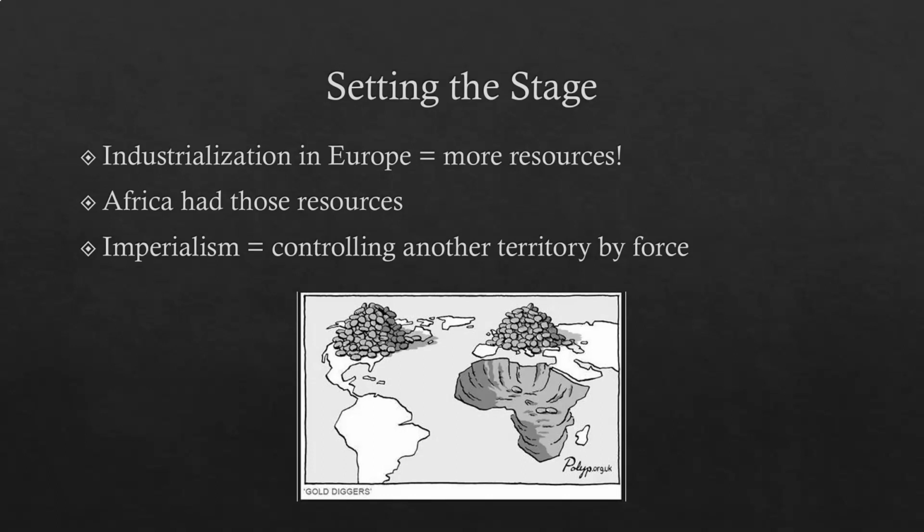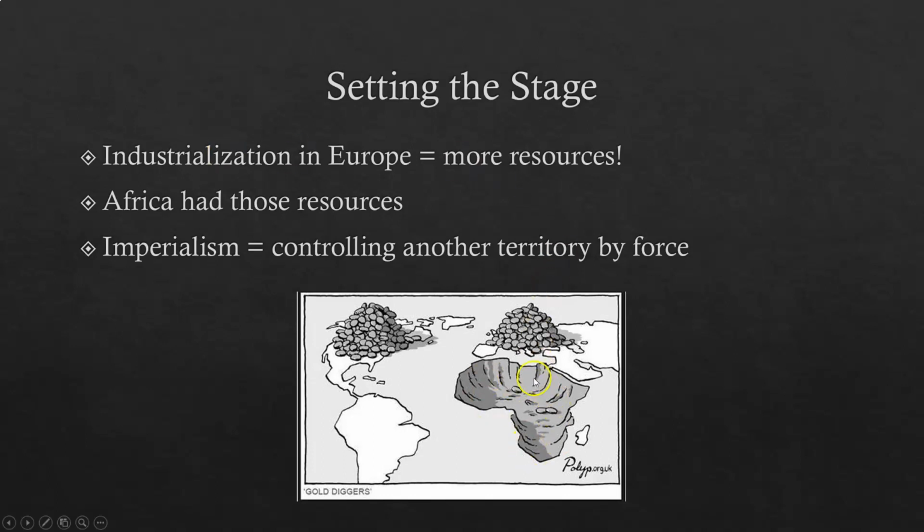So, for example, if the British people said, we all want jewelry, but Britain doesn't have the diamonds to make it, rather than saying, let me go to Africa and trade, they said, no, let me go to Africa and take the land, dig up the diamonds, and then make the jewelry. So imperialism, again, is controlling another territory by force. It's like they're declaring war and then taking the land by force.